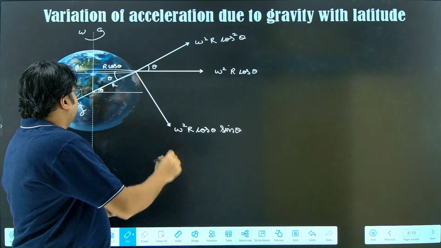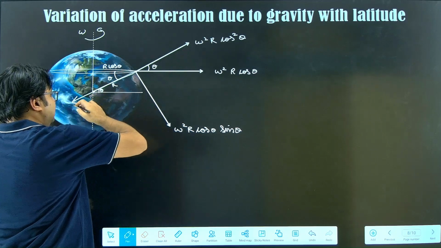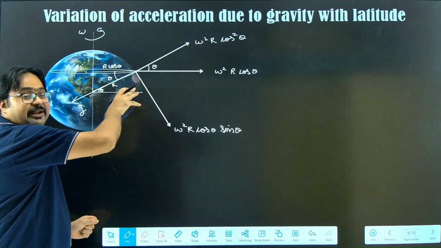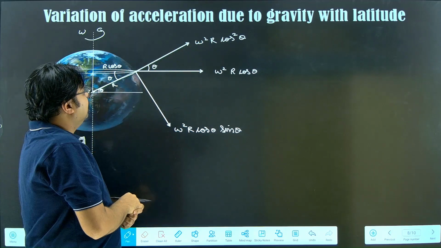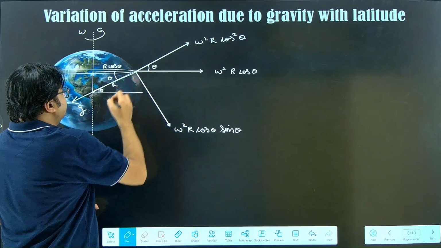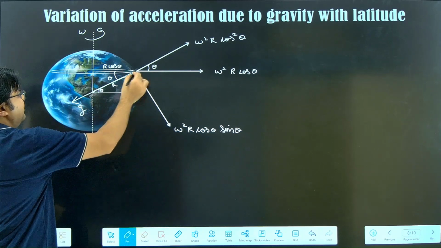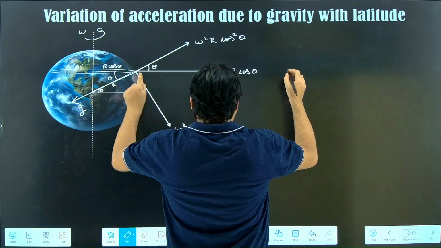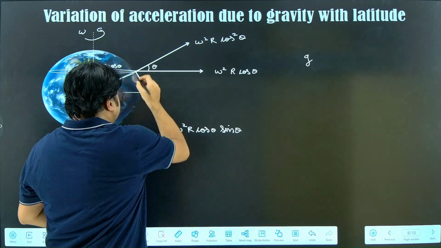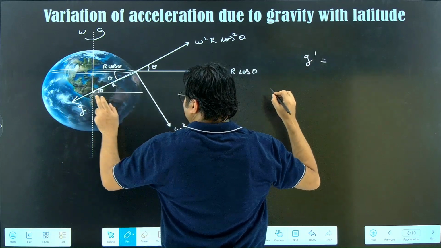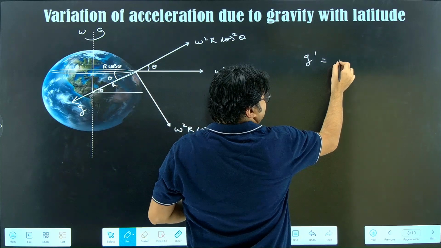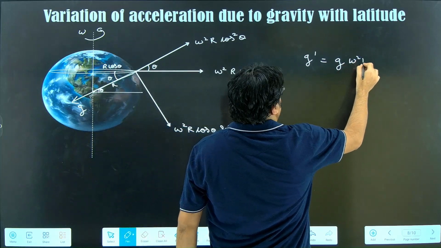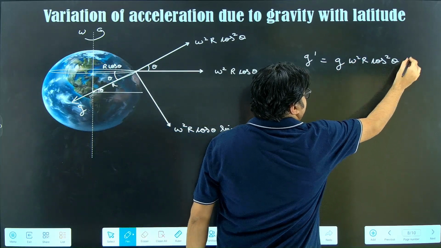If you just see along the radius, acceleration due to gravity is acting in that direction, but the centrifugal acceleration's component acts in the opposite direction. Now, what do you think is the net acceleration due to gravity at this place? This is certainly much greater than that. I mean, my vectors are not to graph. So, you can simply write that the acceleration due to gravity at that point is g dash, which is equal to this, because they are in opposite directions, you would simply subtract them: g minus omega square R cos square theta.